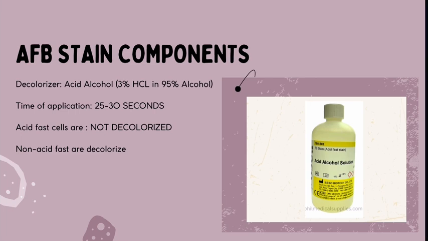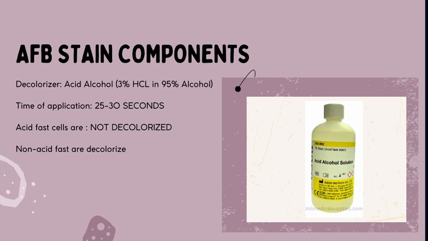So how are we going to prepare your acid alcohol? You need to add 30 ml of hydrochloric acid to 1 liter of 95% denatured alcohol. And then you have to cool it and then mix before using. The time of application is usually 25 to 30 seconds.